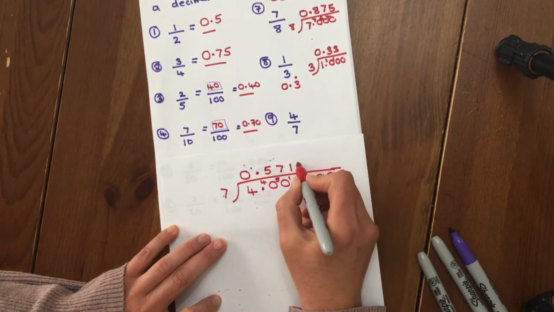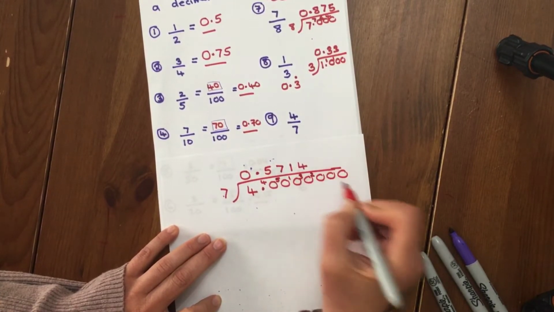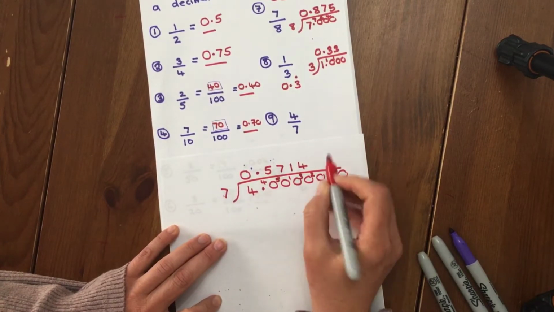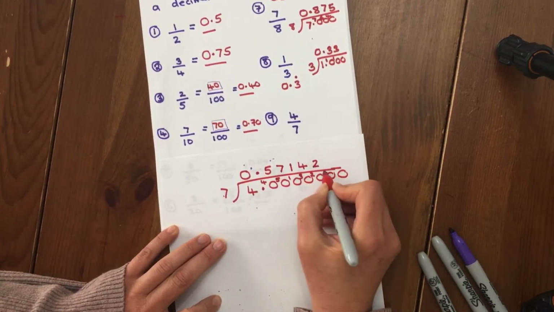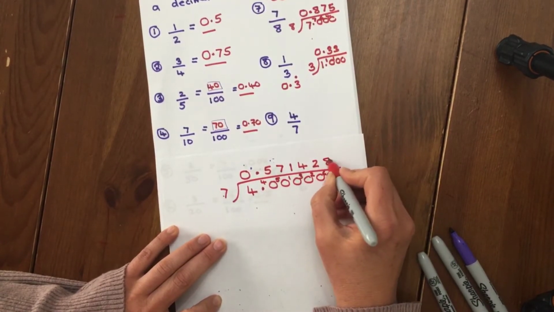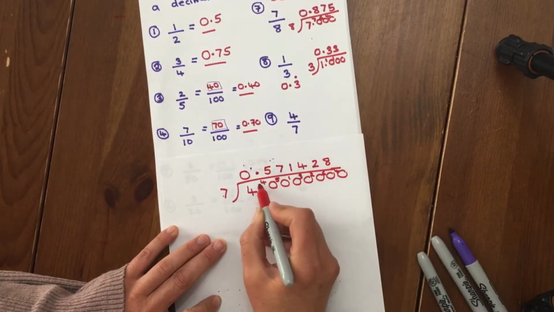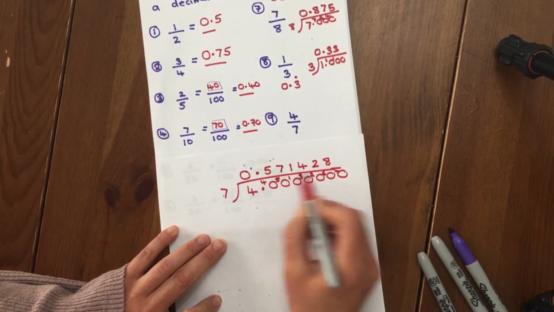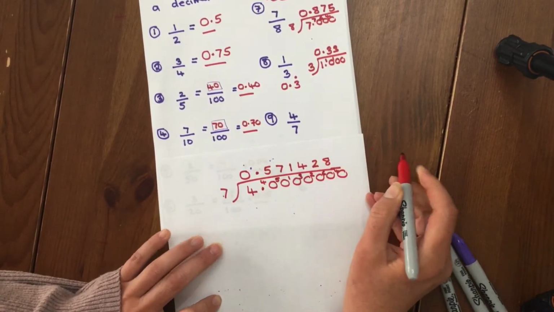7 into 10 goes 1, 3 left over. 7 into 30 goes 4, 2 left over. 7 into 20 goes 2, 6 left over. 7 into 60 goes 8, 4 left over. Now it's repeating again because I've got my 4, so it'll go 5, 7, 1, 4, 2, 8.